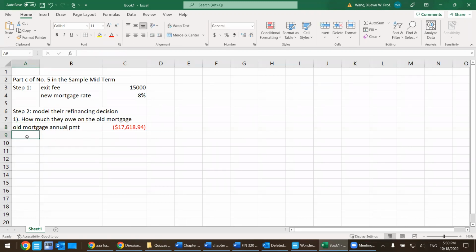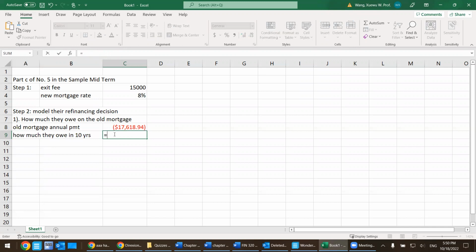All right, and let's look at how much they owe after 10 years. Okay, so they took out this mortgage 10 years ago. So this is really how much they owe today. All right, so this is looking for the future value of this following annuity. The rate is 10%, and they have paid 10 years. Each payment is this, and the present value is the loan, which is the house price. Okay, so this is $108,260.78. Okay, so this is how much they owe.